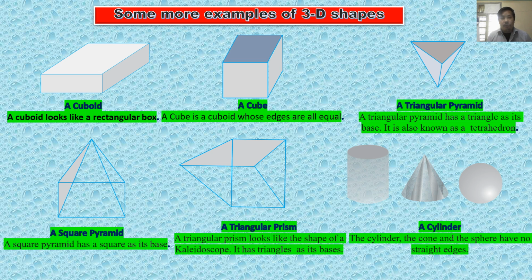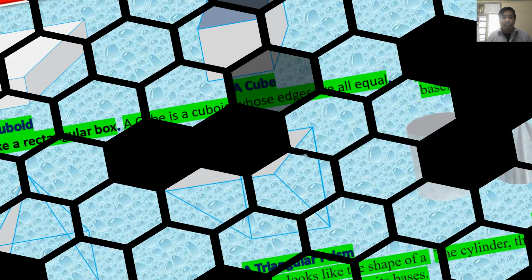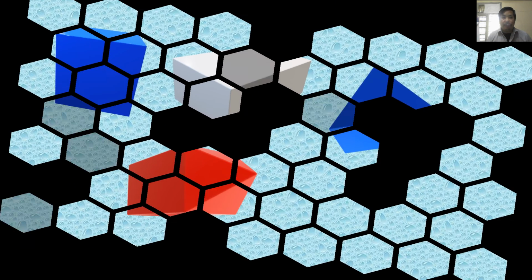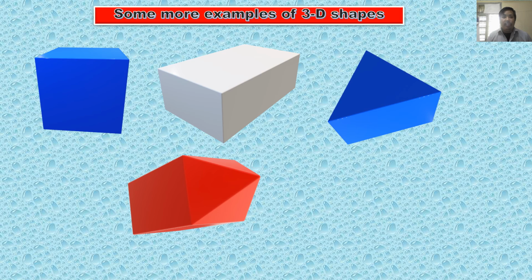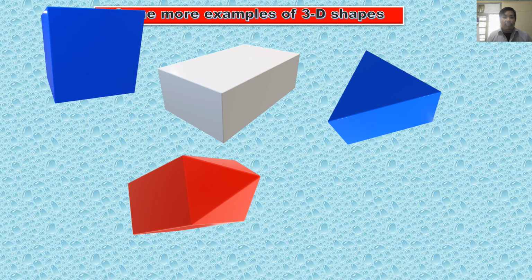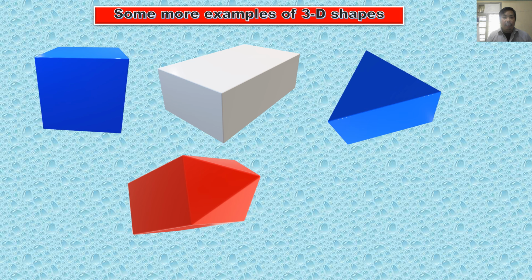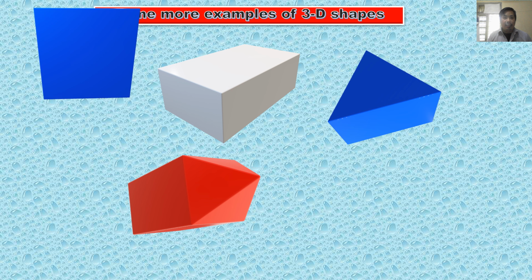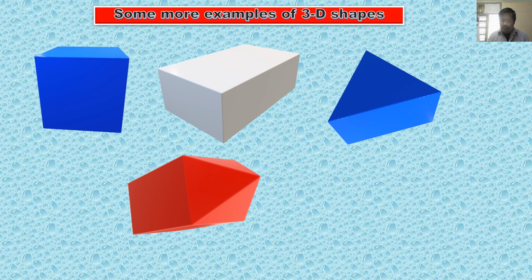Now we will go to some more examples of 3D shapes. So my dear students, some more examples of 3D shapes you can find here. So let us see. This is the cube we have, and with the cube you can see different edges and different faces. You can see once more. See, it is spinning very nicely. You can see once again, different edges, different faces here.